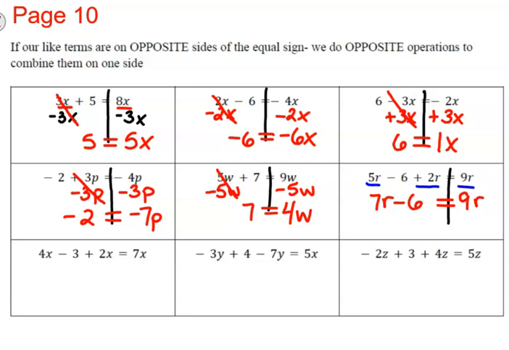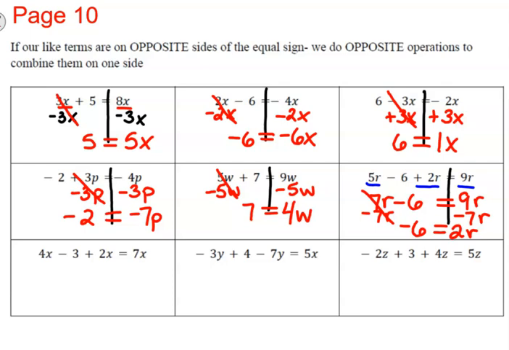And now I'm going to treat it just like the previous boxes. Notice how the 7r is on the left and the 9r is on the right. So do the opposite. This is 7r, so we're going to minus 7r so that it goes away. And negative 6 equals 9r minus 7r is 2r. So if they are on the same side, we combine them first, and then we worry about if something is on the opposite side.